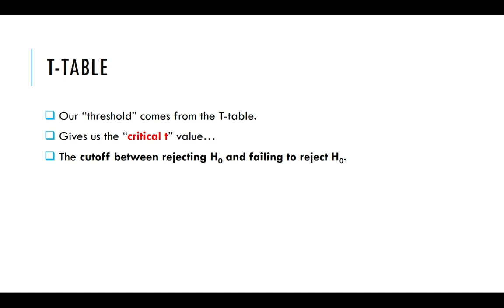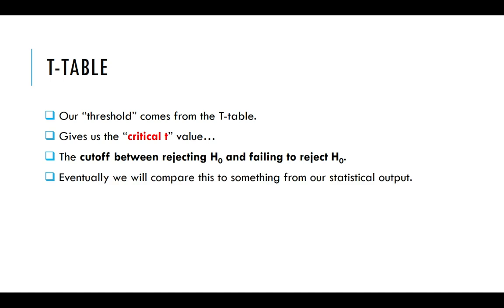So guys, this critical t is our hurdle. If I'm below it, I fail. If I'm above it, then I'm successful. So think of it that way. Now, eventually, we're going to compare this critical t to something from our statistical output, right? That's our hurdler.